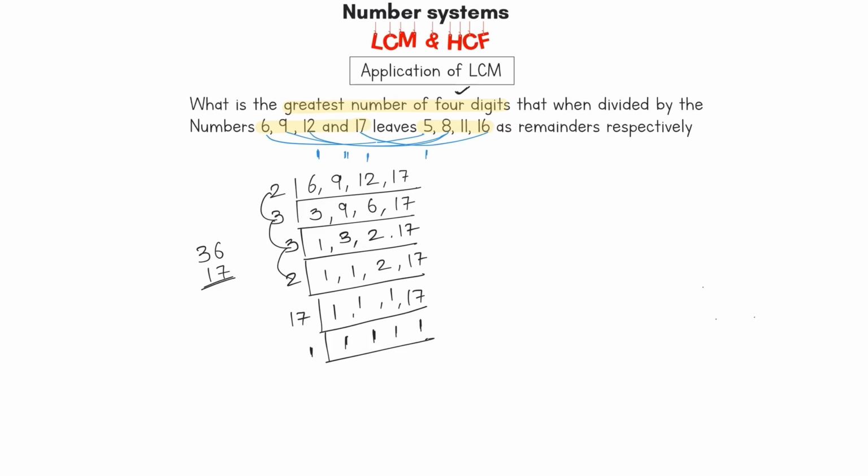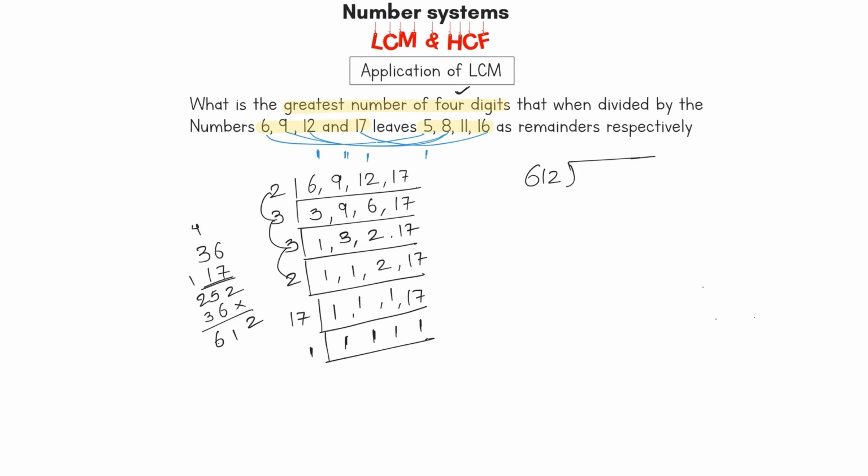Let's multiply. 7 6s are 42, 7 3s are 21 plus 4 is 25. Then cross here. 1 into 6 is 6, 1 into 3 is 3. This is 2, 5 5s are 10, this is 11, 3 4 5 6, 6 1 2. So 612 is the LCM of these 3 numbers.